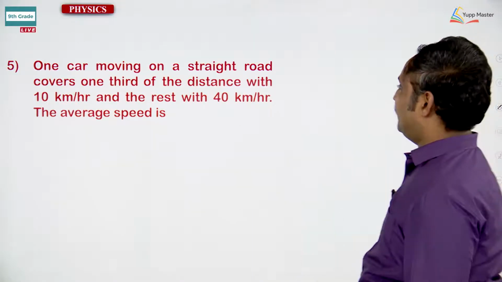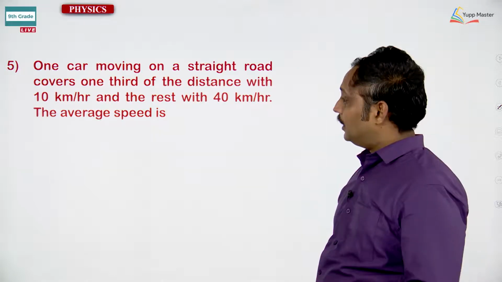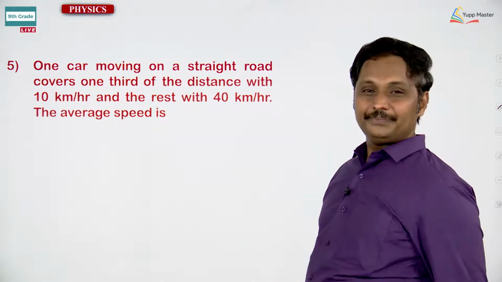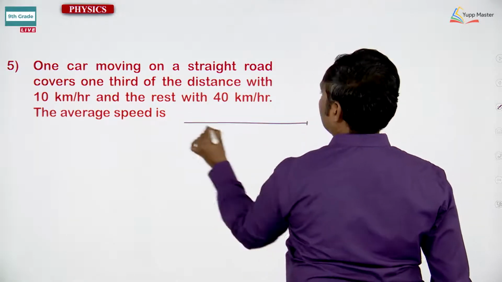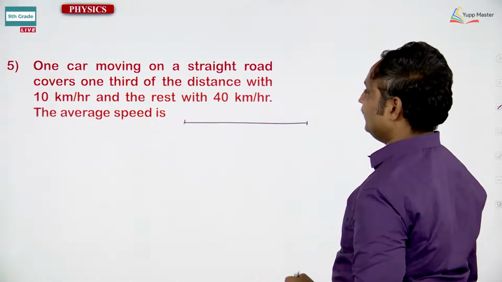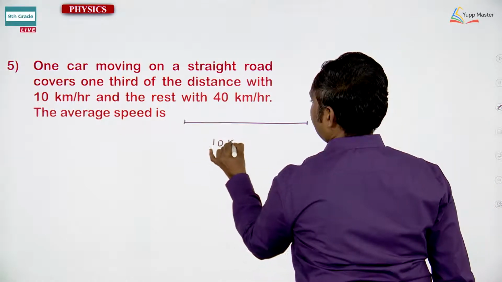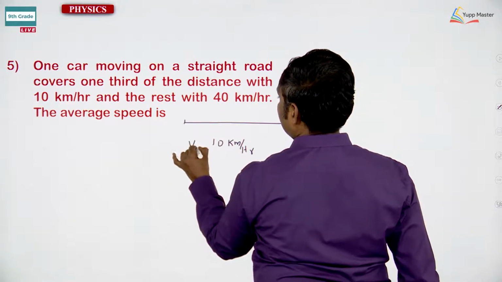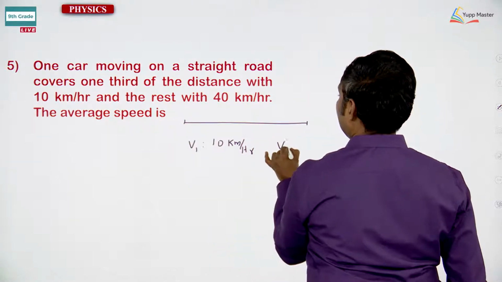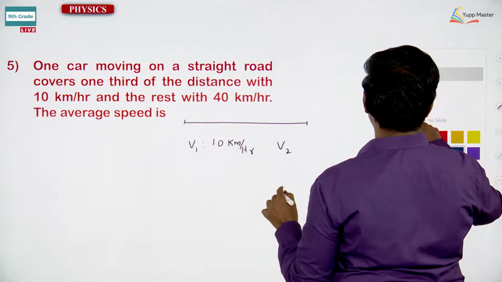Yes, same kind of problem they have given. A car moving on a straight route covers 1/3 of the distance. They have given that 1/3 of the distance is at 10 kilometer per hour, that is V1, and V2, what about V2? 40 kilometers per hour.